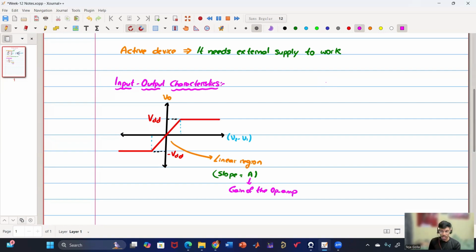In that region, output and input are linearly related. So V naught equals A into V2 minus V1. And once it exceeds a certain range, it will be saturated to plus VDD on the positive side and minus VDD on the negative side. So this is basically a non-ideal op-amp. If it's an ideal op-amp, then this linear region will vanish. We'll see that in some time, but this is a non-ideal op-amp.